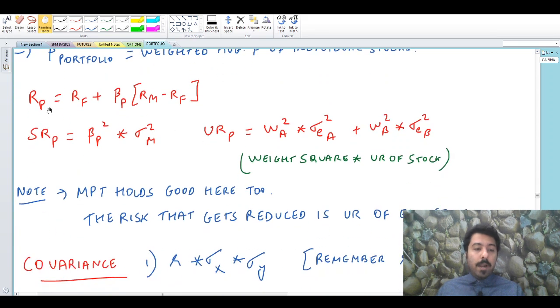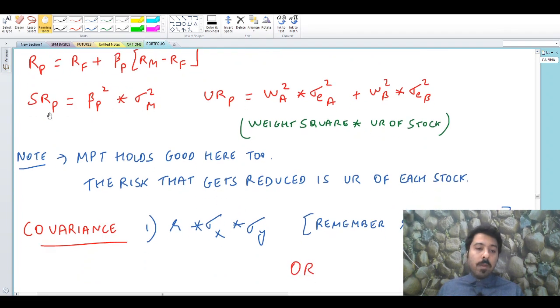Okay. And the return of the portfolio equals RF plus beta of portfolio into RM minus RF. Why did we calculate the beta of the portfolio? So that we could calculate the return from the portfolio. What we had studied was RE equals RF plus beta into RM minus RF, where beta was of an individual stock. Now since we are calculating return for the portfolio, we need beta for the portfolio. All other figures will remain the same. That's how we do it.